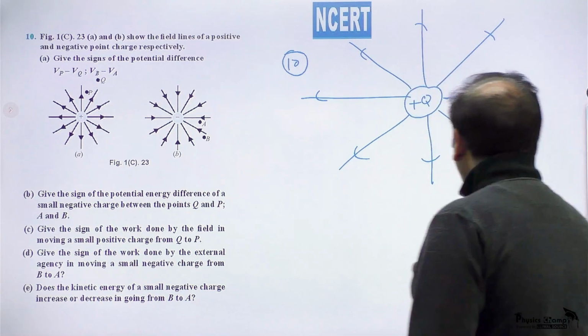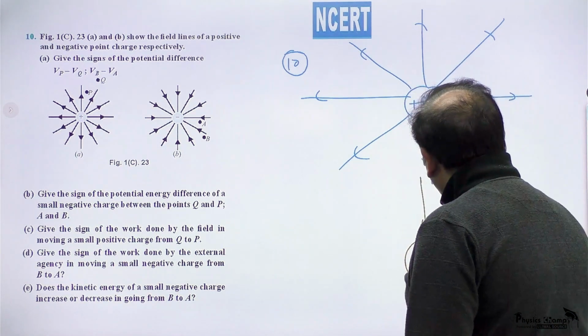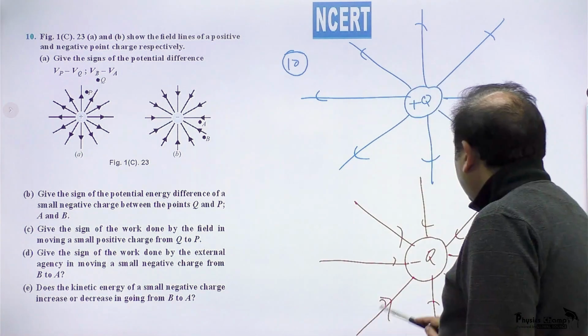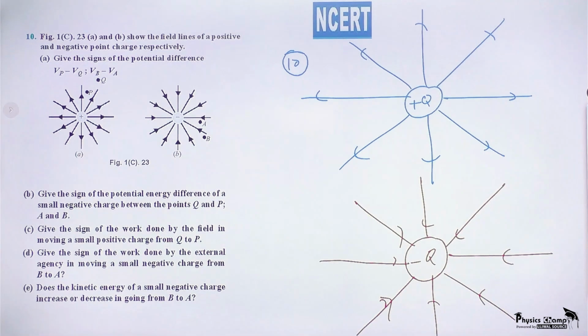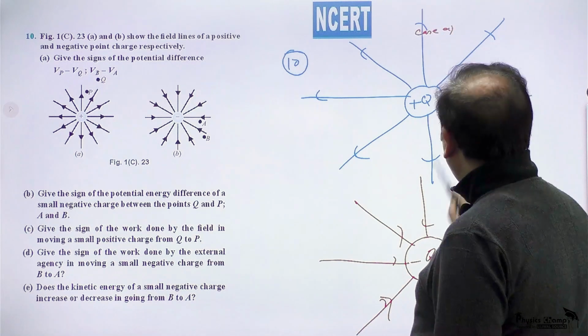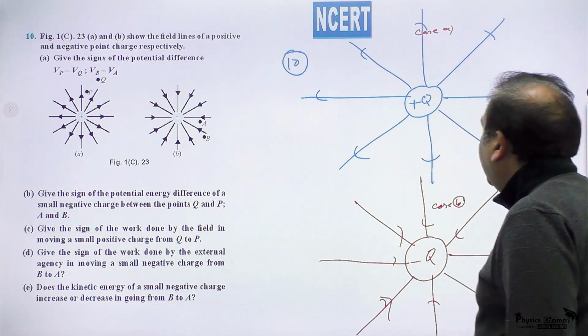And on the other hand, you have a negative charge, which is also giving an electric field. Obviously, the electric lines of force will be entering into this negative charge. So here, you have two charges, plus Q and minus Q, and electric field lines due to a positive charge and due to a negative charge. This is case A and this is case B. So situation A and situation B.